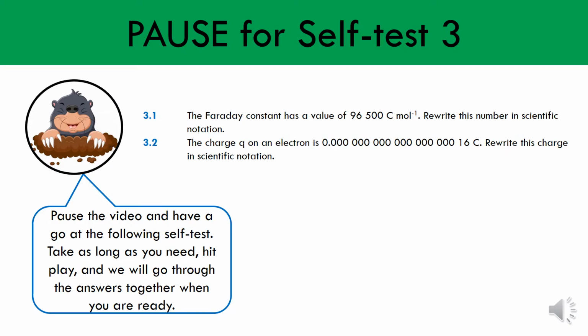Right, so pause for self-test 3 now. There are two examples of numbers there, the Faraday constant and the formal charge Q on an electron, a very small number. I'd like you to rewrite those in scientific notation. Pause the video, and the answers will come up on the next slide.